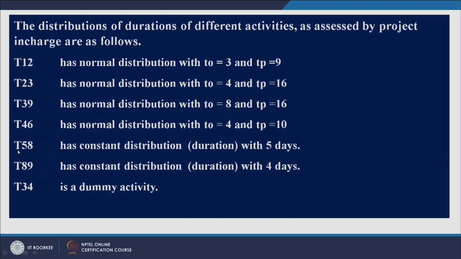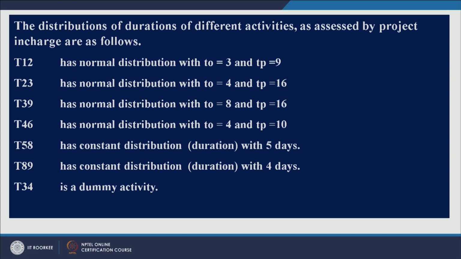Similarly, activity 5, 8 has a constant duration. When you have a constant duration of an activity, it will not have any standard deviation, right. So, the constant duration of activity 5, 8 is 5 days. Similarly, activity 8, 9 again has a constant duration, which is 4 days. Activity 3, 4 is a dummy activity in this project.